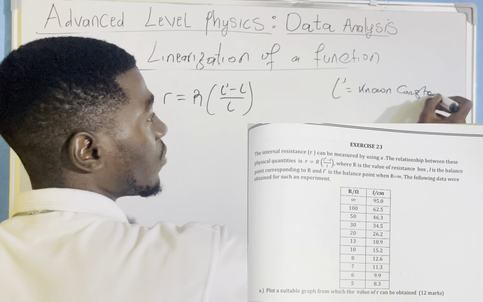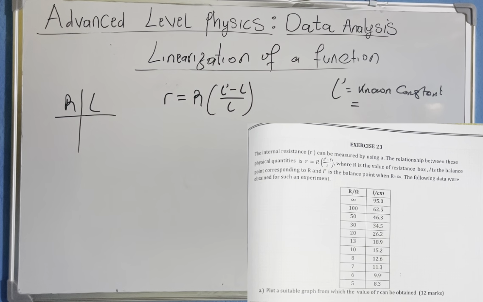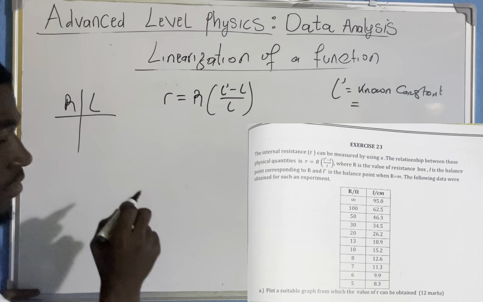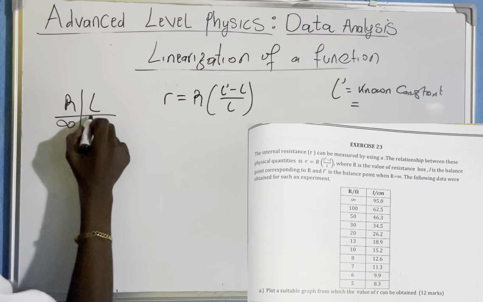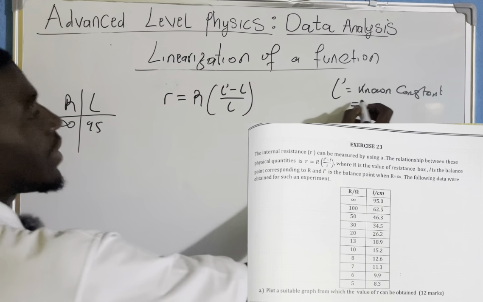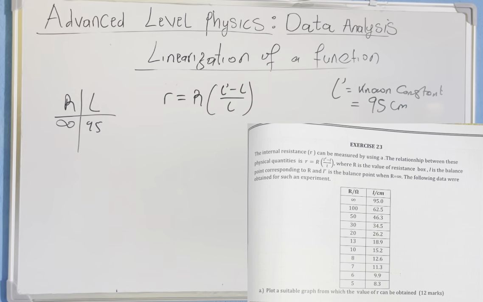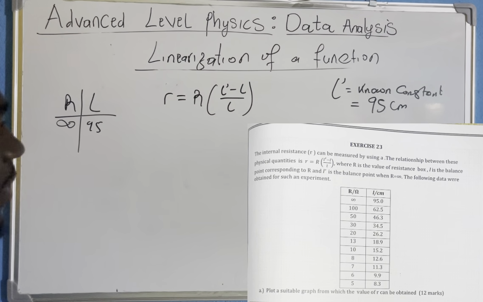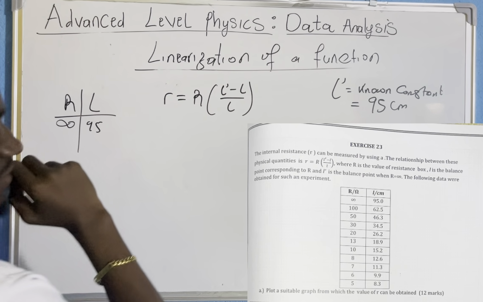In fact, we are having the value of L prime. Look at the table. You can see that from the table, when R takes infinity, I'm having 95. It means that 95 represents L prime. That is the value already, 95 centimeters. It means that L prime is a known constant. L is a variable. R is a variable.